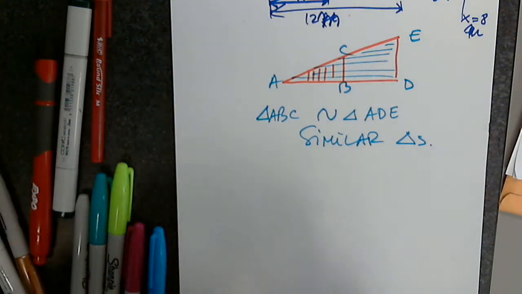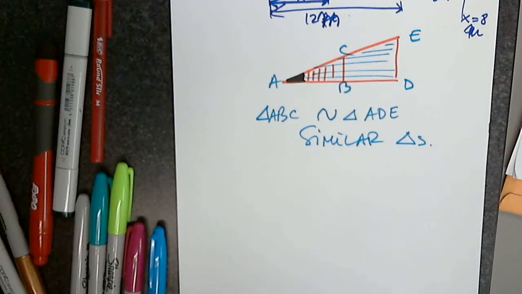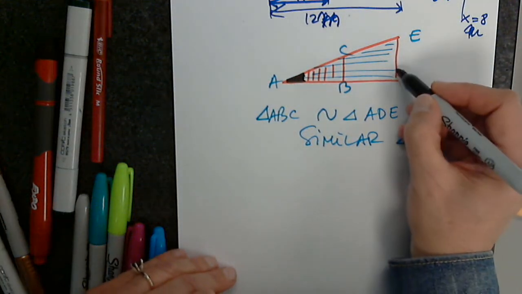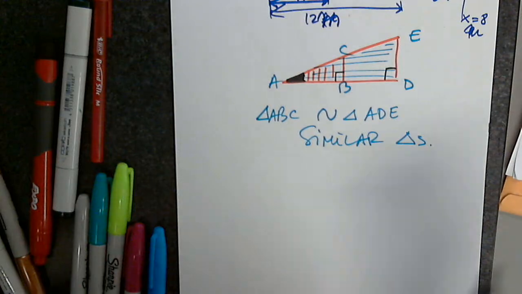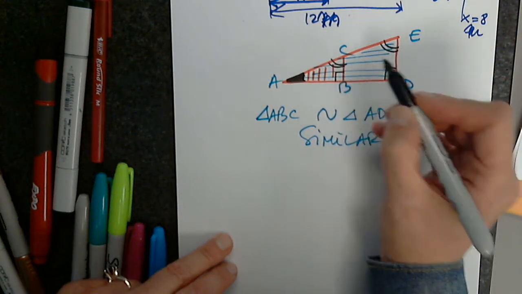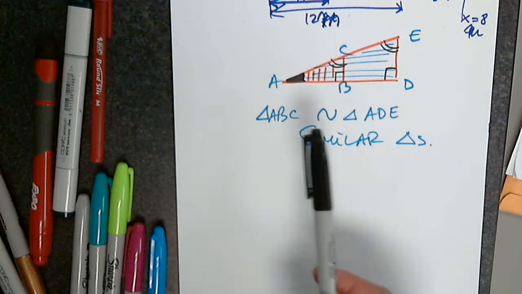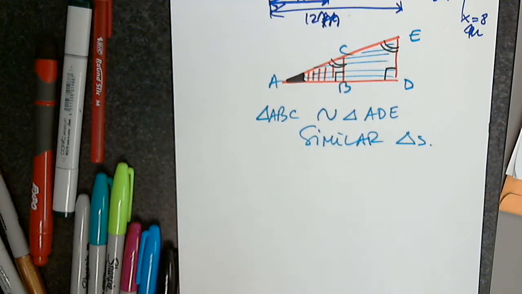Meaning, one more time, this is a common angle to both. So obviously, they have the same angle, A. This is the second common angle because they are both right triangles. Therefore, these must be the same. Because they have pairs of congruent or equal angles, the two triangles are similar.